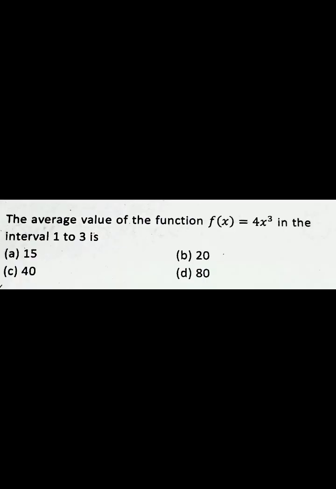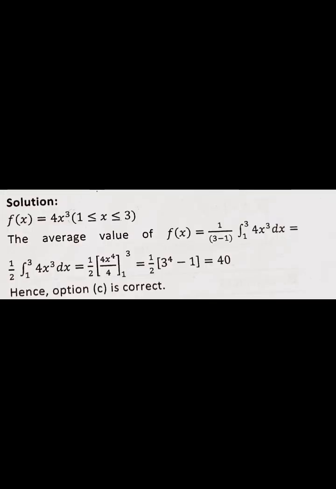The next question is, the average value of the function f of x equal to 4x cube in the interval 1 to 3 is dash. We know the average value can be found by the equation 1 by b minus a integral over a to b of f of x. Here a to b means 1 to 3. Then the average value of f of x is equal to 1 by 3 minus 1 integral over 1 to 3 of 4x cube dx, and this is equal to 1 by 2 integral over 1 to 3 of 4x cube dx. This is equal to 1 by 2 into 4x raised to 4 by 4. The limit starts from 1 to 3, and this is equal to 1 by 2 into 3 power 4 minus 1, and this is equal to 40. So the answer is option C.